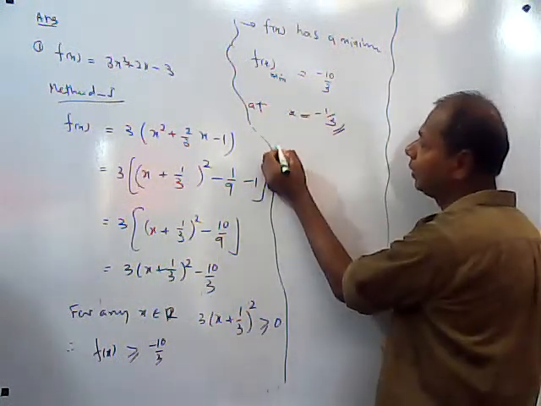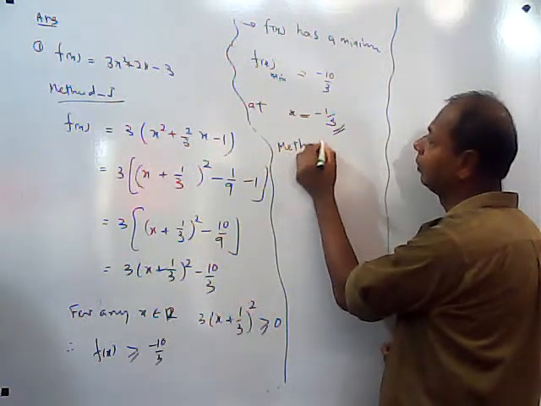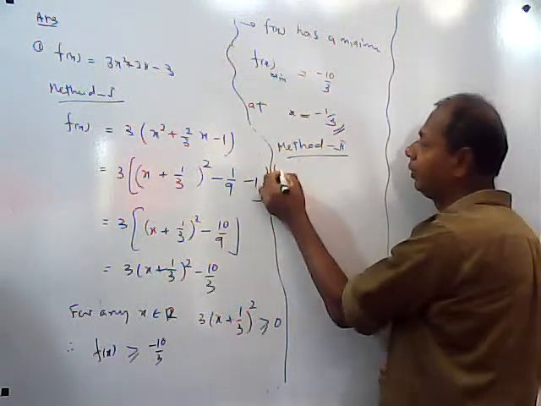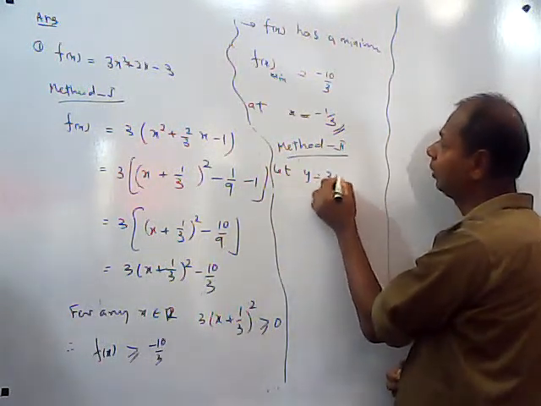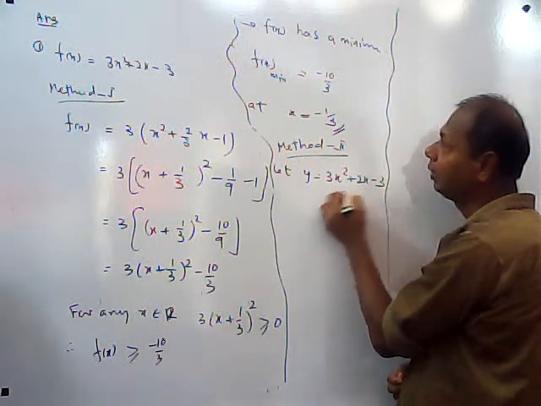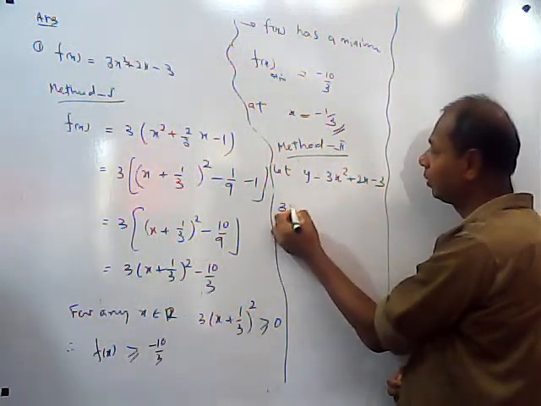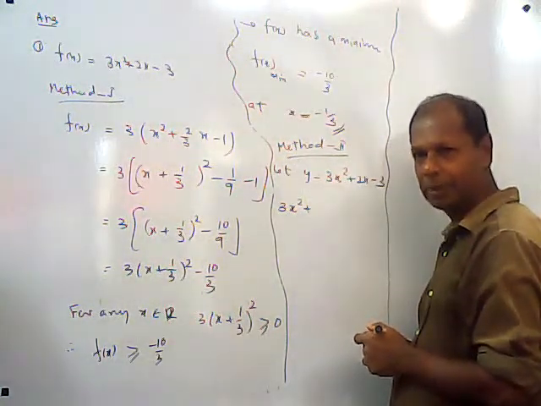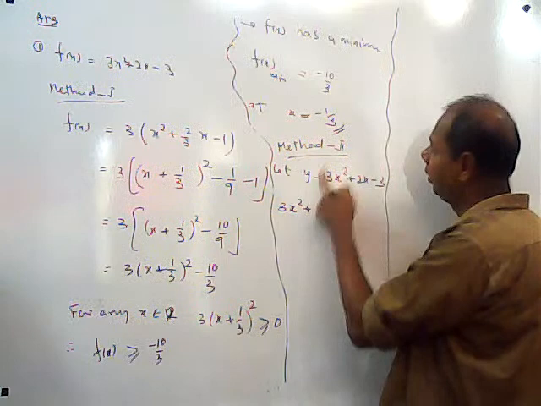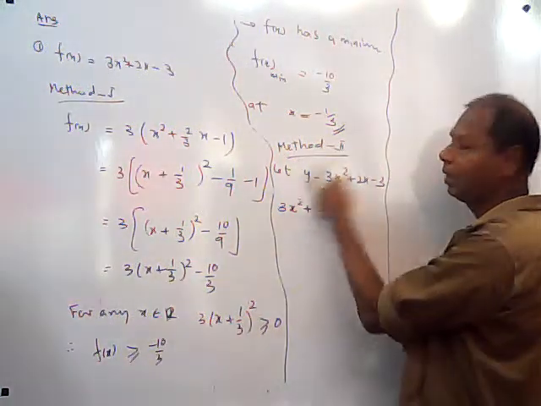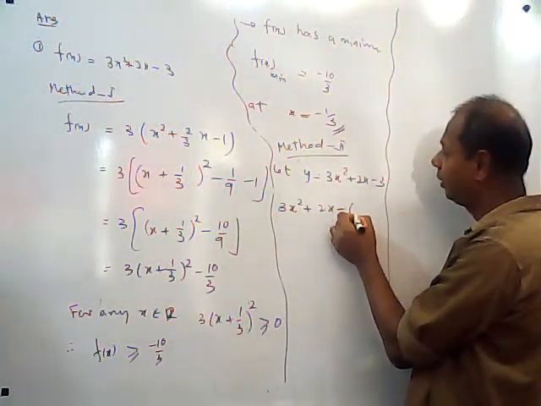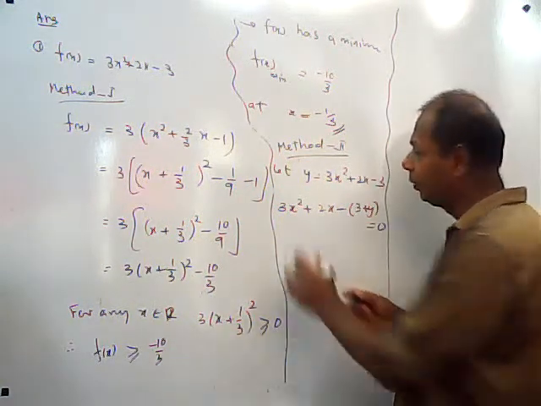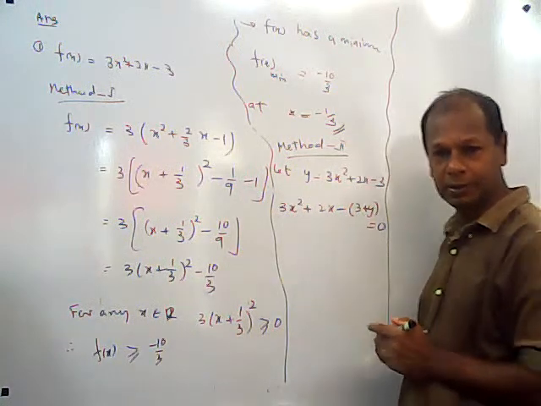Then method 2, the delta method, our new method. Method 2, you take this as y. Let y be equal to 3x squared plus 2x minus 13. Take this to the other side to make it a quadratic equation: 3x squared plus 2x minus 13 minus y equals 0. So you have the quadratic equation, right?